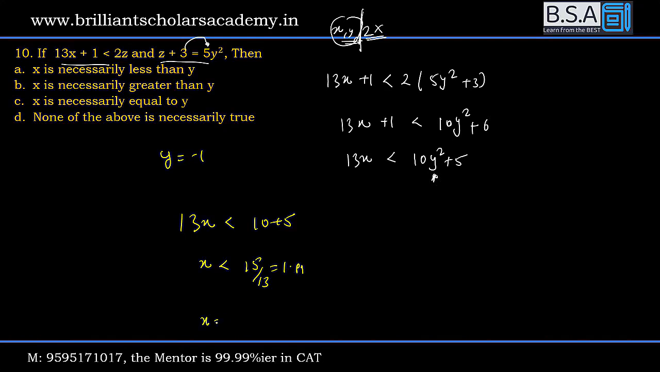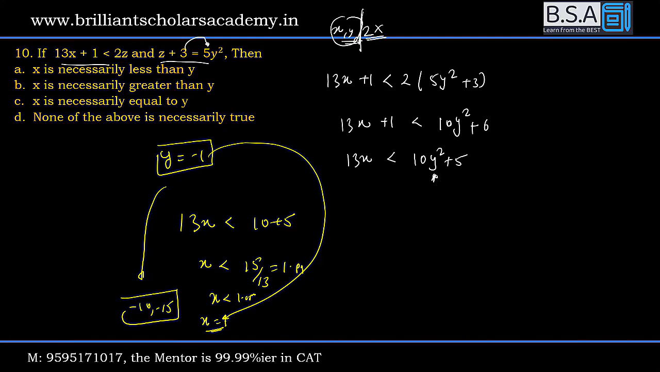So the value of x came as 1, right? Look, you said y is equal to -1, I got x is equal to 1, but x is less than 1 point something. Less than 1 point something includes -10 also, -15 also. So in some cases x is less than y, in some cases x is more than y. So there is no necessary relation between the two. Why did I take y as -1? You take +1, it makes no difference.